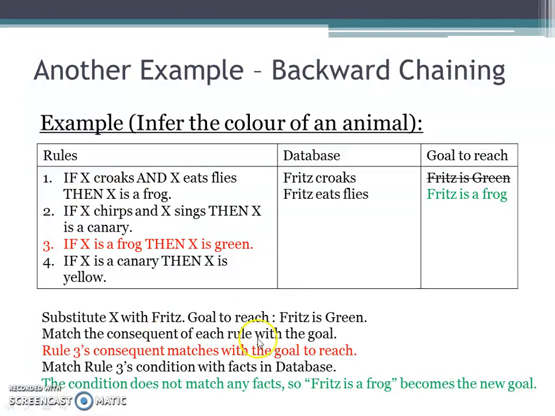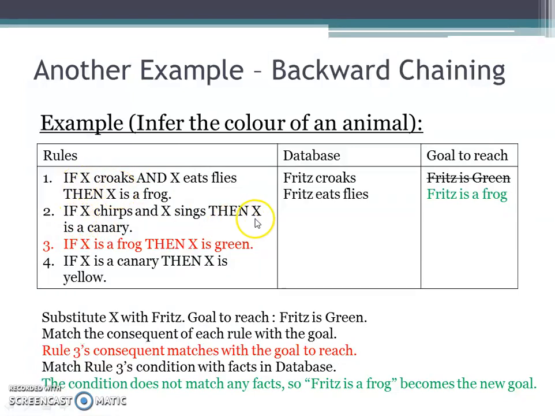So we look at the consequence of each rule with the goal. Now we check the first rule. The first rule says that X is a fraud. So X is a fraud does not match our goal, so this rule will not be recursively checked further.